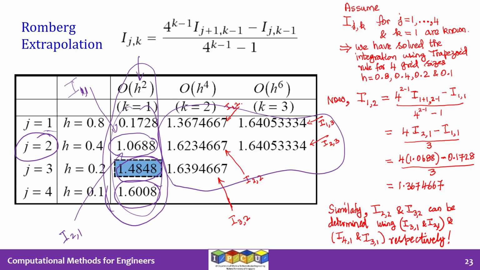That means: what is the value of the integral if I apply Simpson's one-third rule for h equal to 0.4? So as you move to the right, go down one step in h. h equal to 0.4 is the coarsest grid size possible with Simpson's rule. Likewise, h equal to 0.2 is the coarsest grid size you can go ahead with for Boole's rule. Just remember that. So this is I1,2 that we need to find.